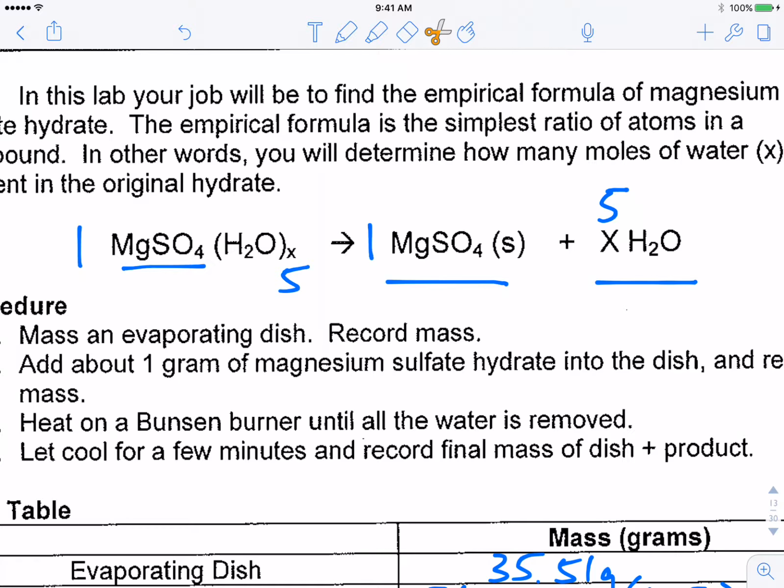But I hope this illustrates the connection between the data we collected and how it correlates to our balanced equation. It also sheds some light on what these actual numbers mean. So that's our empirical formula of a hydrate lab.